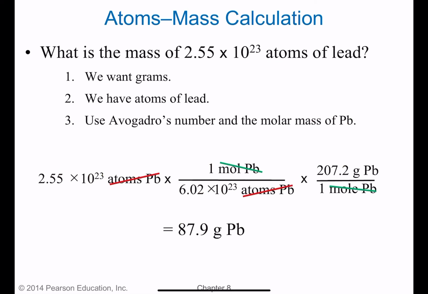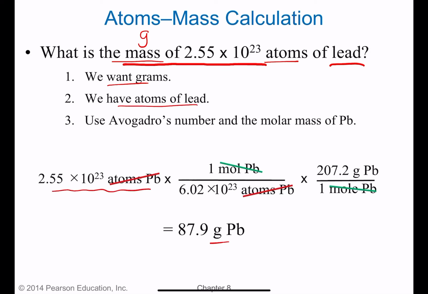Another example. What is the mass of 2.55 times 10 to the 23 atoms of lead? We're going to require 2 conversions this time, because we need to go from atoms to moles and then moles to grams in order to get the mass of this amount of lead. So we want grams, that's why we have grams over here. We're starting off with atoms, so we have the atoms part over here. And then we're going to have two conversions, Avogadro's number and the molar mass. First we're going to use Avogadro's number, and then we're going to use molar mass.